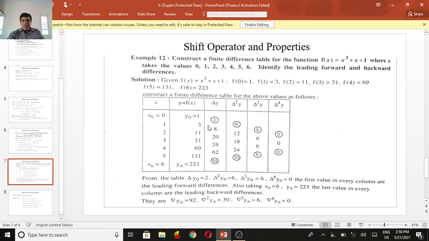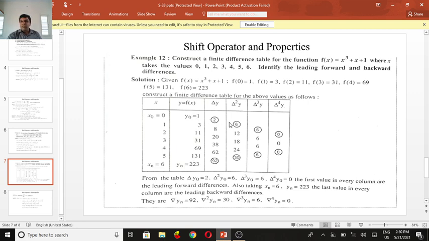So, from del y naught to del square y naught, observe here. Del y naught is 2, del square y naught is 6, del cube y naught is 6, del raised to 4 y naught is 0. The first value in every column is the leading forward difference. Also taking xn equal to 6, yn equal to 223. The last value in every column is the leading backward difference.